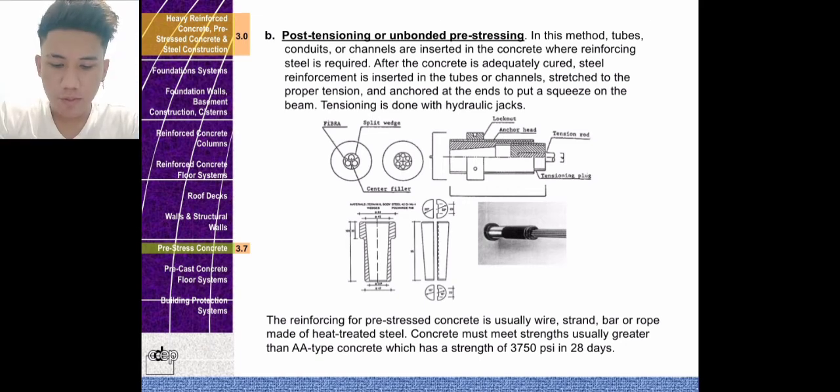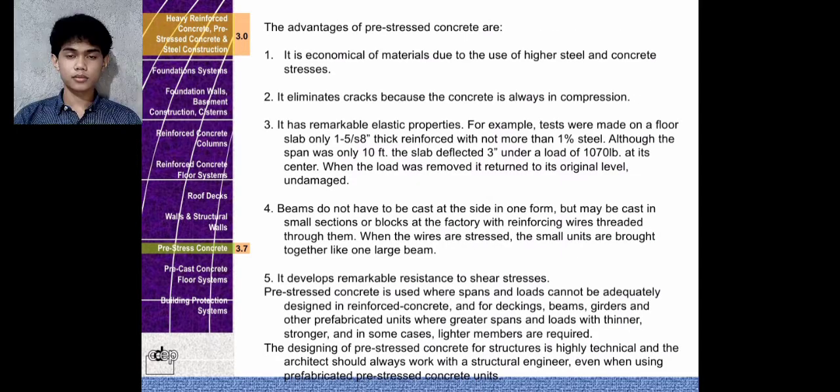The reinforcing for pre-stressed concrete is usually wire, strand, bar, or rope made of heat-treated steel. Concrete must meet a strength usually greater than AA type concrete, which has a strength of 37.50 MPa in 28 days.